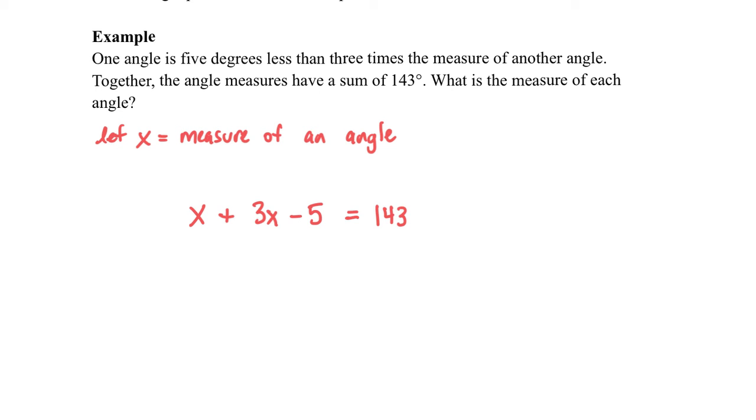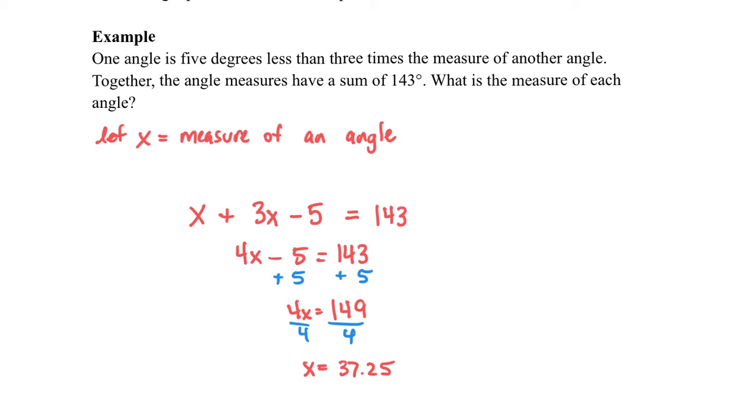So now I'm just going to solve this thing. I'm going to simplify, which means I've got to combine like terms first. So now we're just solving. We definitely know how to do this. I'm going to add 5 on both sides. I get 4x equals 149. And then I'm going to divide by 4 on both sides. And that gives me x equals 37.25. Okay, so with word problems, make sure you always answer the question.